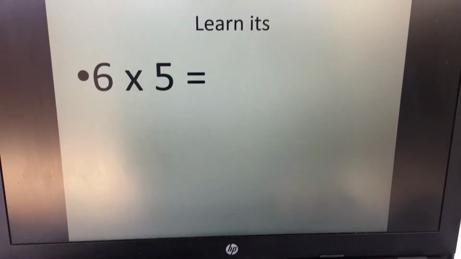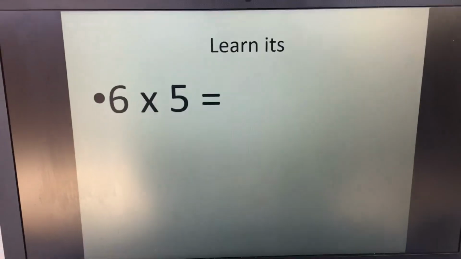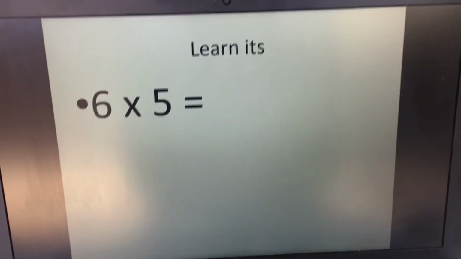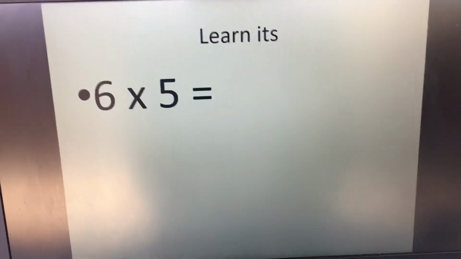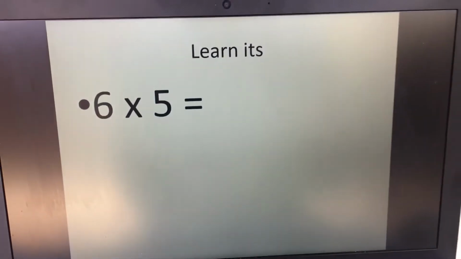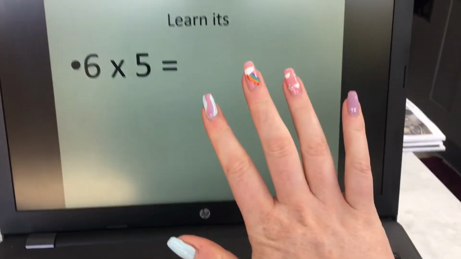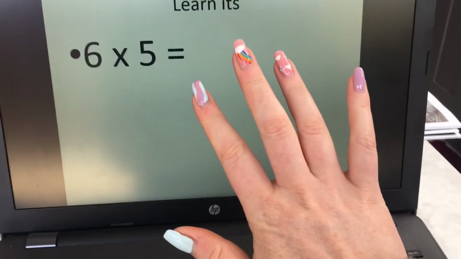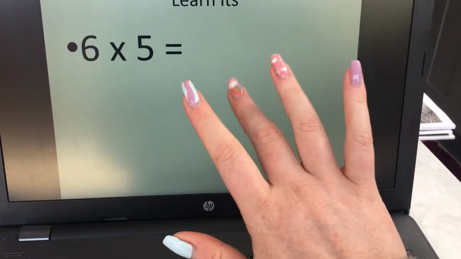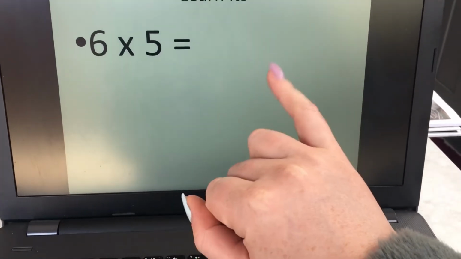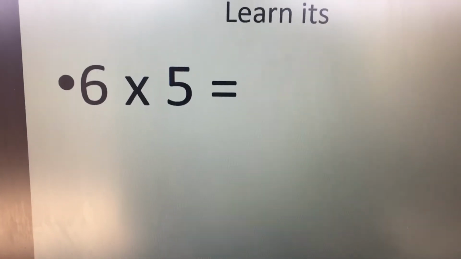6 times 5. So we are really good at counting in 5s and I'm pretty sure that we have 6 fingers. So you can put your 6 fingers up and count in 5s. Off you go. Now, I don't have 6 fingers available because I'm holding the camera, so I'm going to add one on. So let's start counting in 5s 6 times. 5, 10, 15, 20, 25, 30. So you should have 30 for that answer.